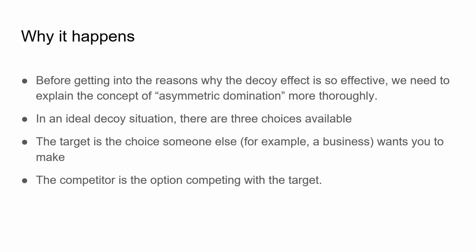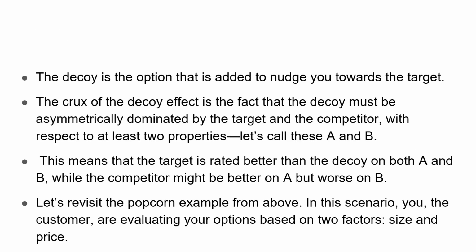Before getting into the reasons why this is so effective, let's explain the concept of asymmetric domination very clearly. The decoy situation is a situation where you have three choices, and out of these you choose one. The target is a choice someone else wants you to make, and the competitor is the option competing with the target. The decoy is another option which is added to nudge you towards the target.